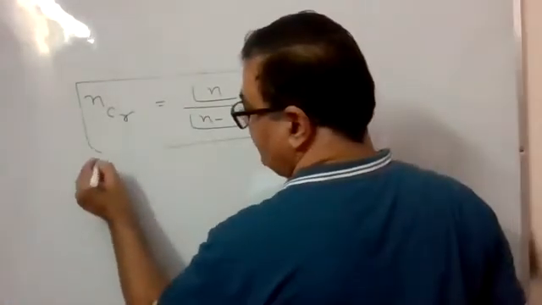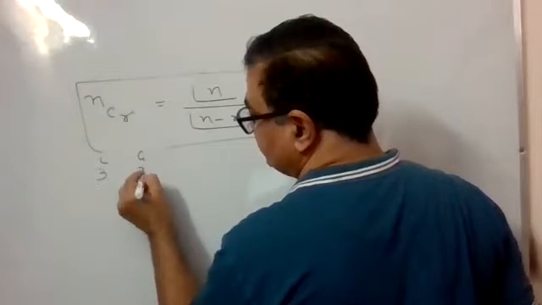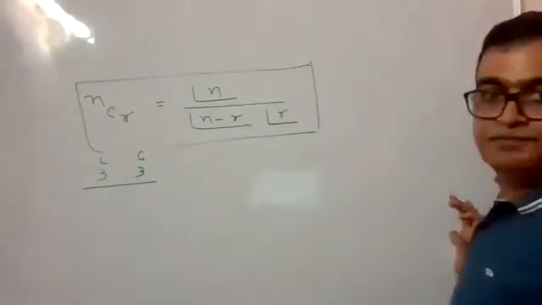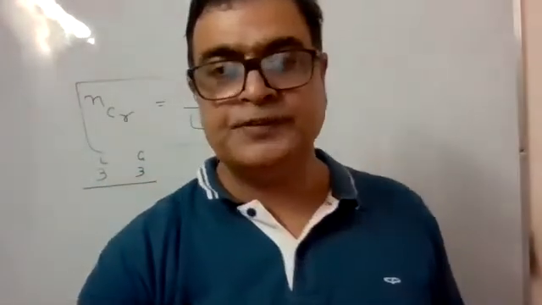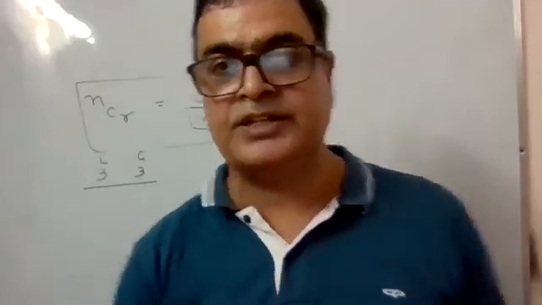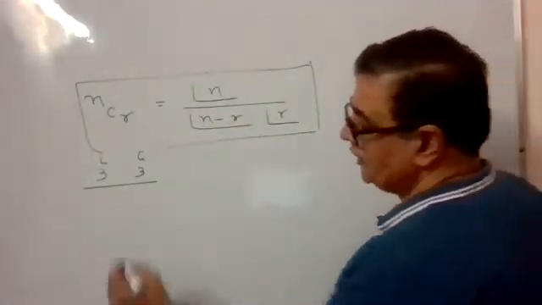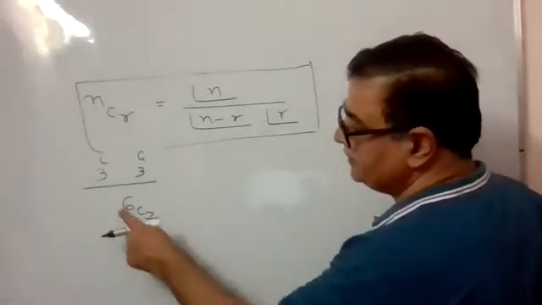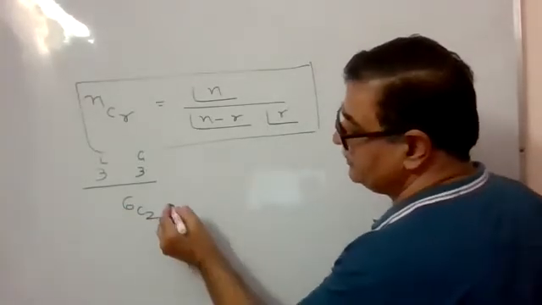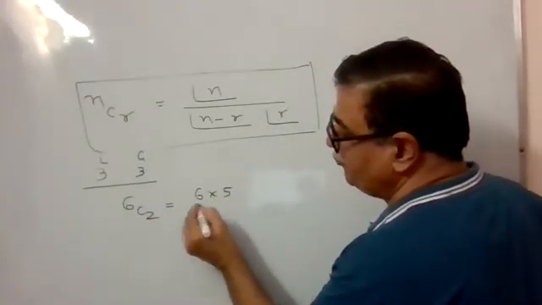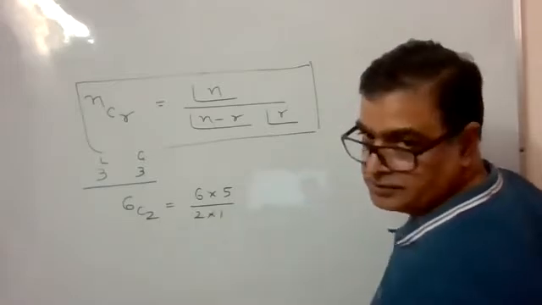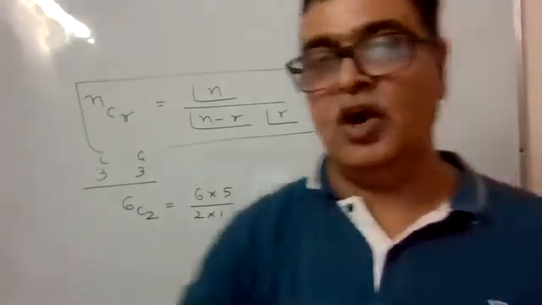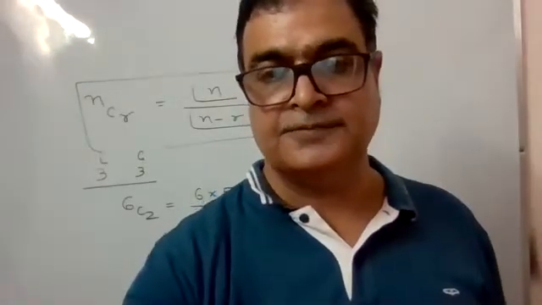6C2. 3 ladies, 3 gents. So total are 6, and out of 6 we want only 2 to be selected. So I should say 6C2. Out of 6, we are selecting 2 at a time. So 6C2 means 6 into 5 by 2 into 1. 15 cases will be in all. So this will be the answer.